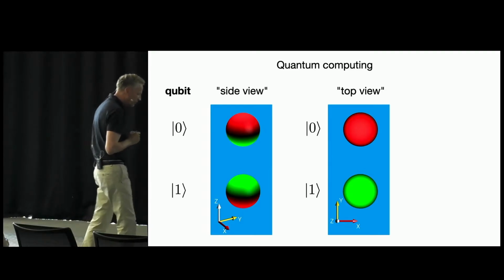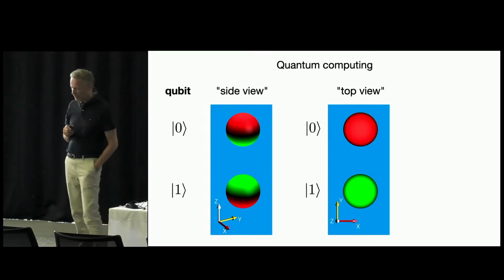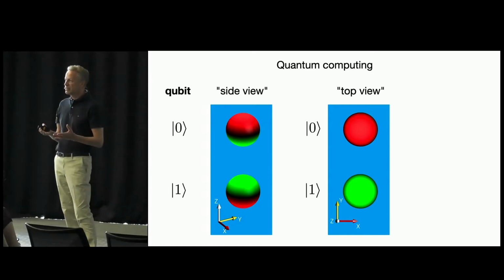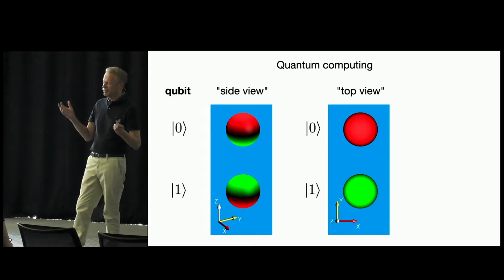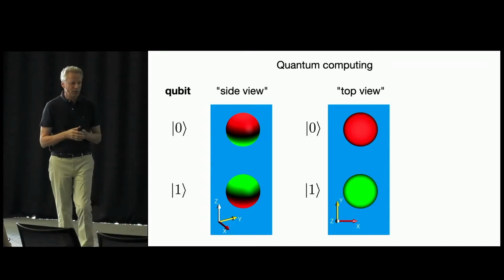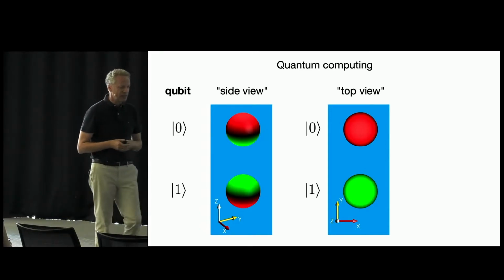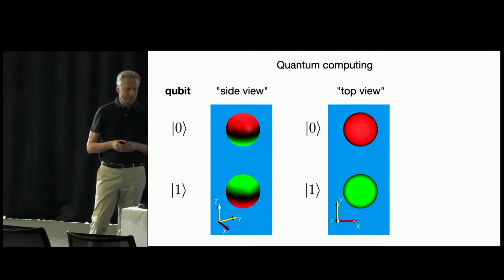Now, in quantum computing, there are many different ways to represent a quantum bit, and we have been experimenting with many, and many people have been experimenting with such representations.